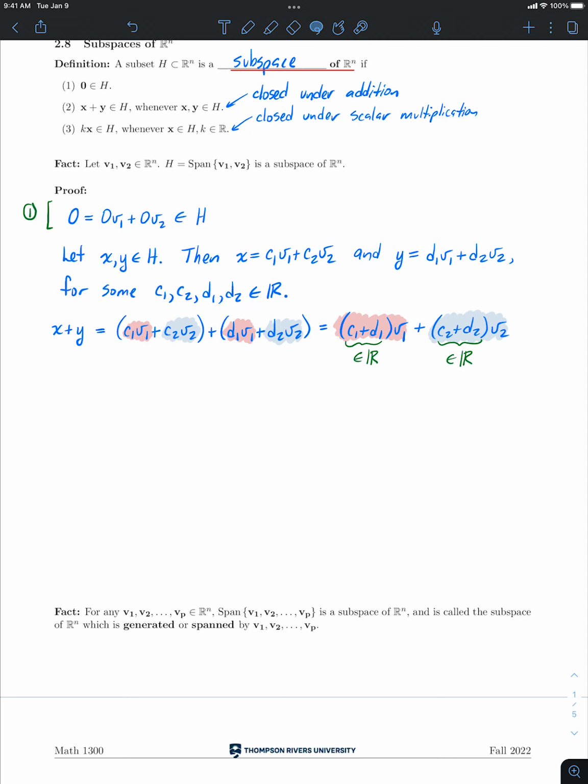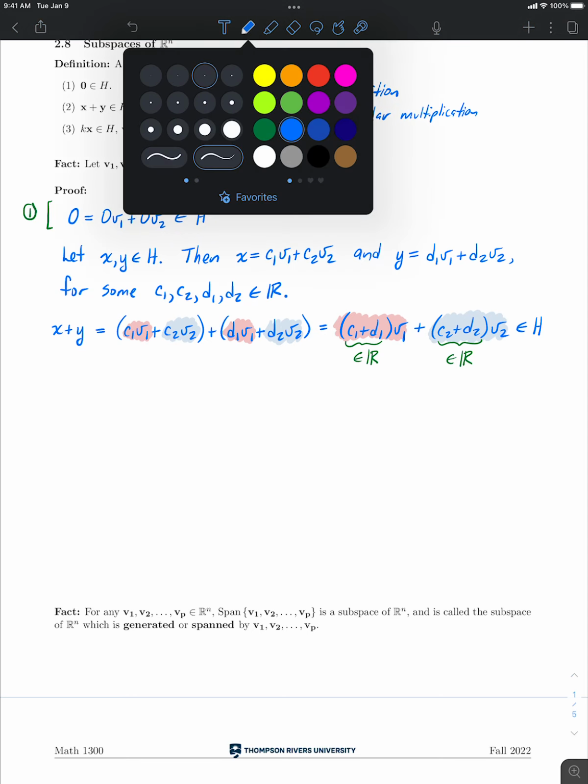So what you have here is something of the form a real number times V1 plus a real number times V2. But that's exactly what a linear combination would look like, right? That's a linear combination of V1 and V2. So what was H? It's the set of all linear combinations of V1 and V2. So that means we've found one of those linear combinations, so it's got to be in H. And that is how we finish off the argument for verifying that statement 2 is correct.